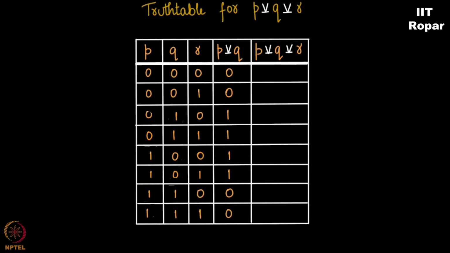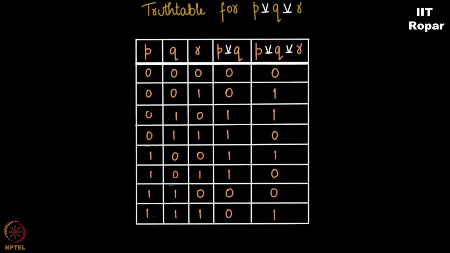Now, what is P XOR Q XOR R? Right? So you take this and XOR P XOR Q with R, these two entries. 0 XOR 0 is 0, 0 XOR 1 is 1, 1, 0, 1, 0, 0 and 1.